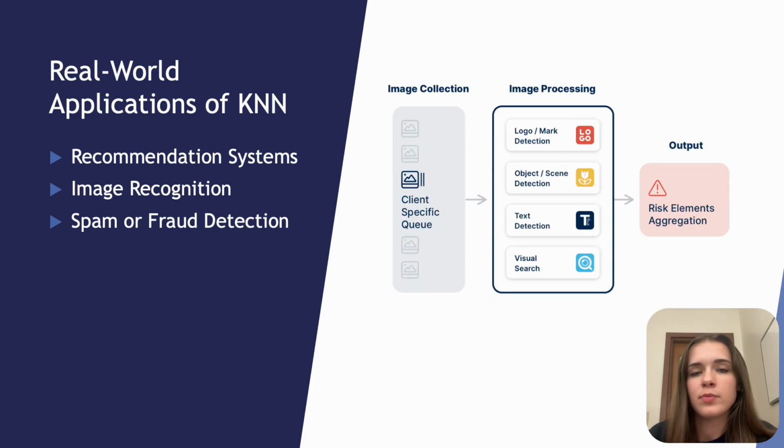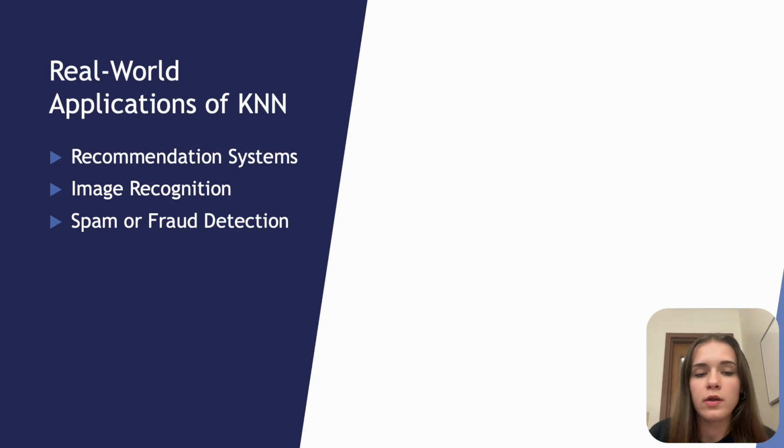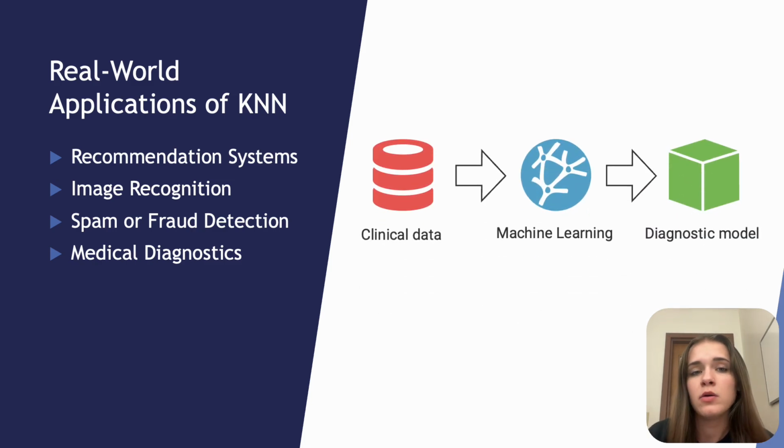So another one that we kind of already talked about would be spam or fraud detection. Like with the email example, it can use previously labeled emails to detect if something seems like spam or not, or for transactions, detecting unusual patterns in transaction data to indicate potential fraud. So another one would be medical diagnostics. It's definitely being used in healthcare right now to classify patients based on their symptoms or test results, which is very helpful with diagnoses. So if a patient's test results are similar to those of other patients with a certain disease, KNN can suggest a likely diagnosis and treatment.